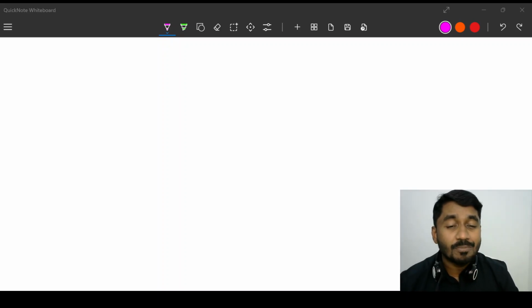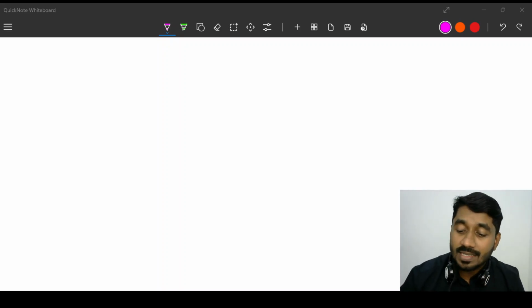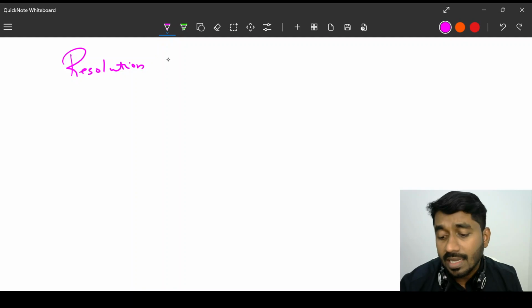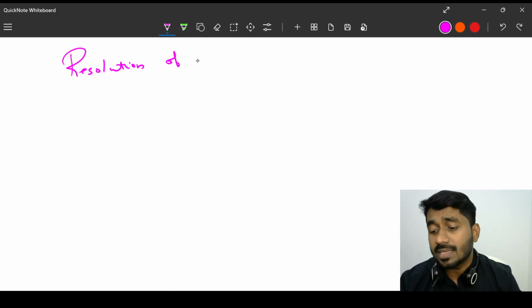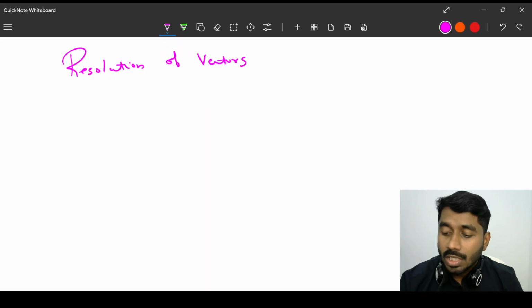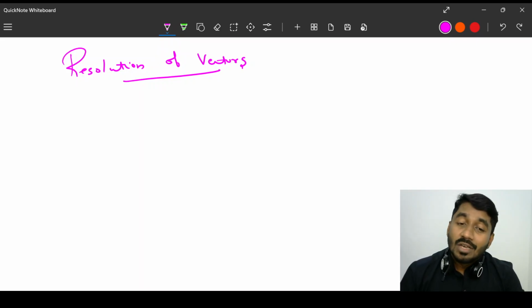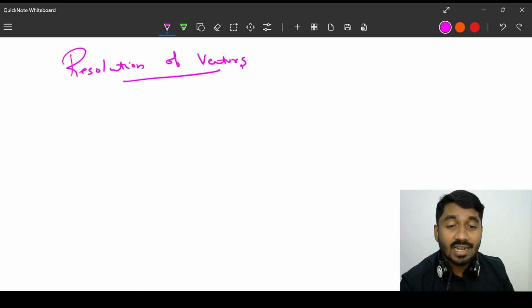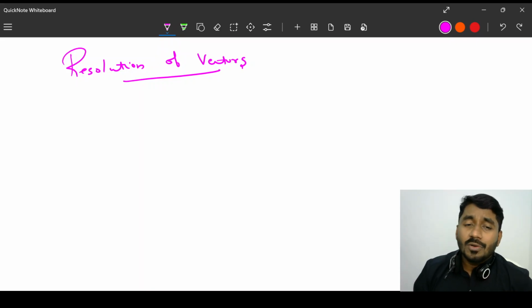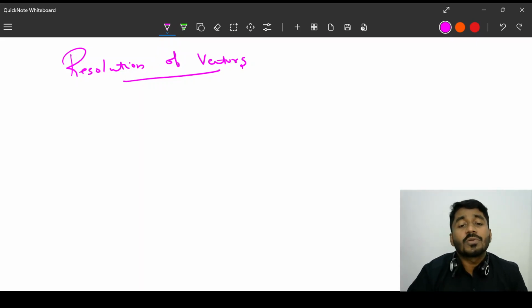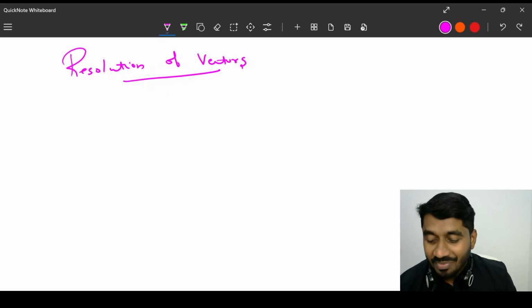Before going into projectile motion, first we have to discuss what is the resolution of a vector and what is the relevance of resolution of vectors. I hope everyone knows the basics of vectors. Why we need to study vectors was already discussed at the start of this chapter. Here we are going to discuss the resolution of vectors, because only then can we move on to projectile motion.